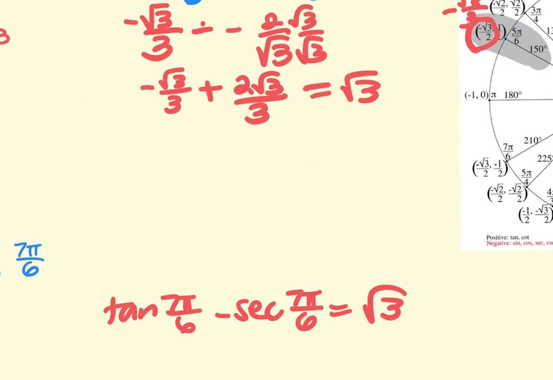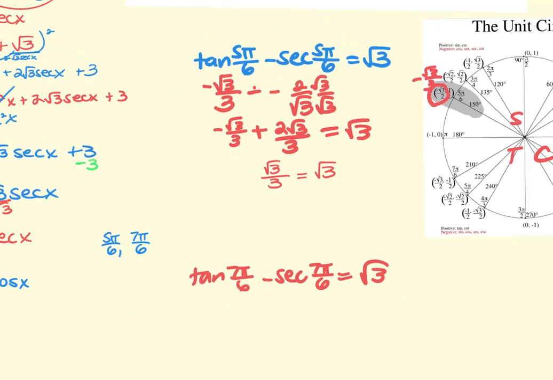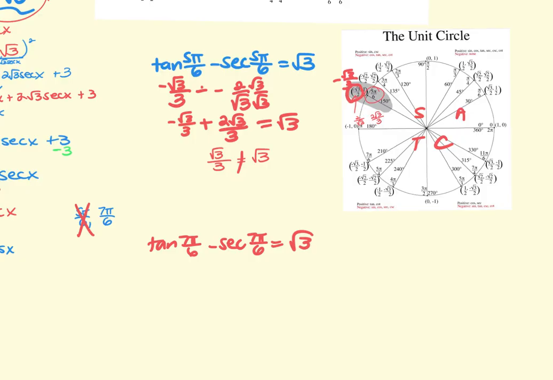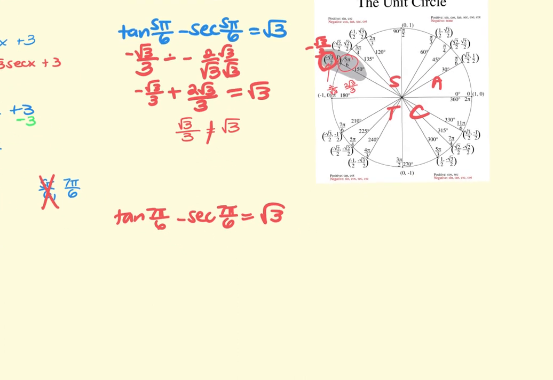Okay, this would equal root 3 over 3. Is that the one that doesn't work? So it didn't work. When you do tangent of 7 pi over 6, I'd get, so now 7 pi over 6 is going to be a positive root 3 over 3. And the secant at 7 pi over 6, if I flip cosine, I get negative 2 over root 3, which would be negative 2 root 3 over 3.